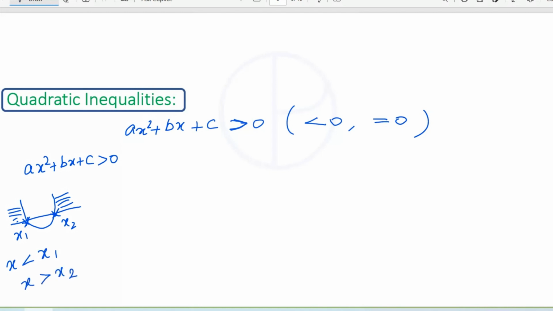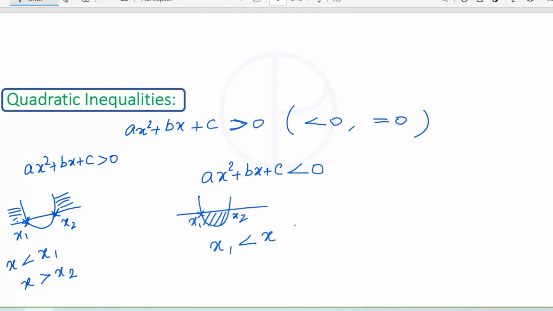If the inequality is ax squared plus bx plus c is less than 0, then you want the region below the x-axis. That is, you want this region. So the solution in this case is x1 less than x, which is less than x2.